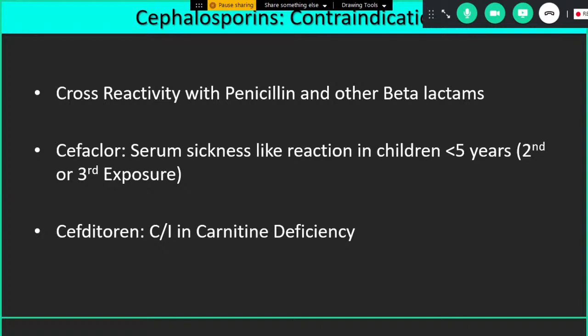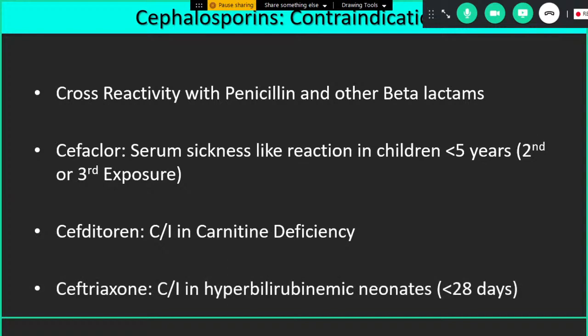Cefditoren is a third generation cephalosporin. It causes increased secretion of carnitine from the kidney, and usually it has no consequences. But in some patients who have carnitine deficiency, it might worsen this deficiency and lead to hypoglycemia, and sometimes may cause encephalopathy also. So it is contraindicated in patients who have inborn errors of metabolism, especially with carnitine.